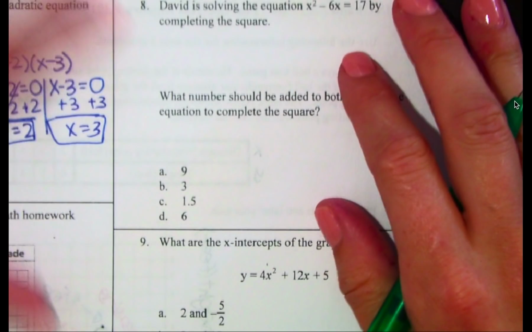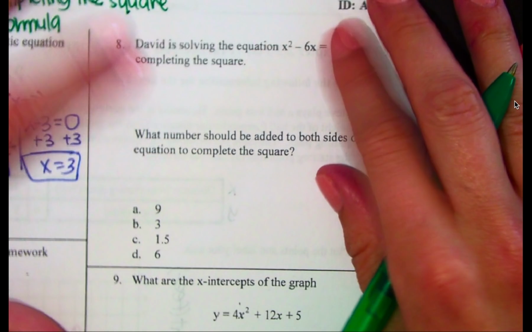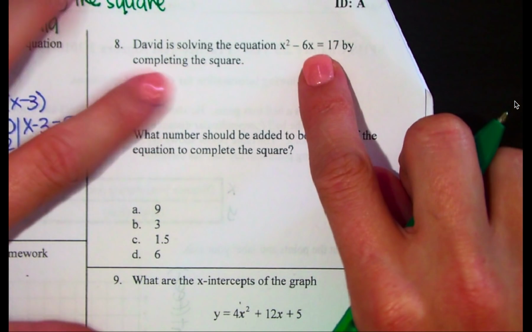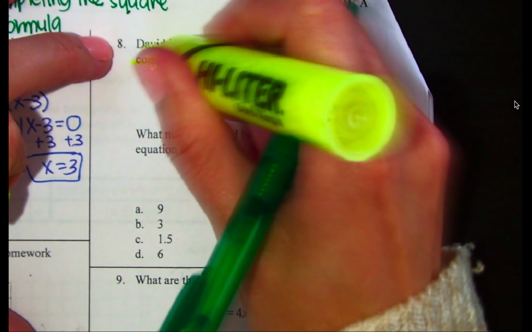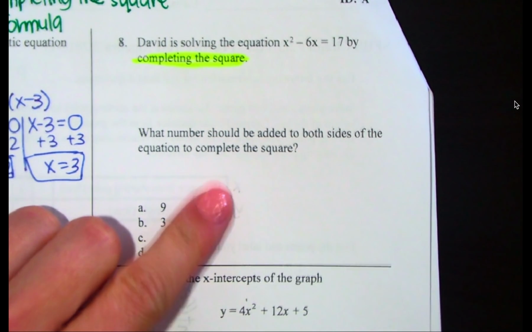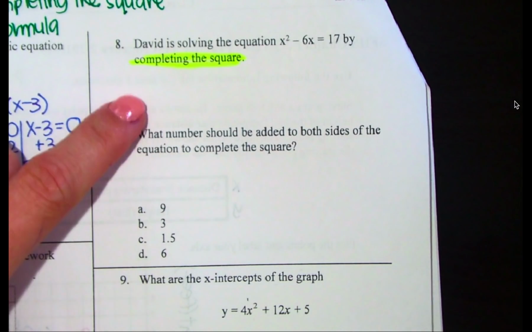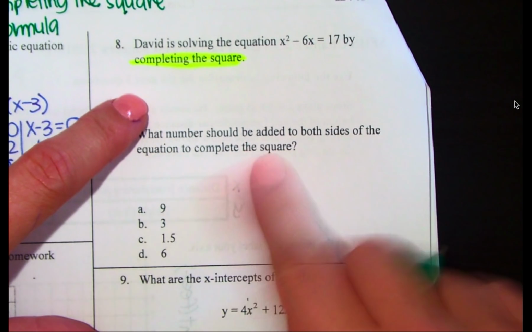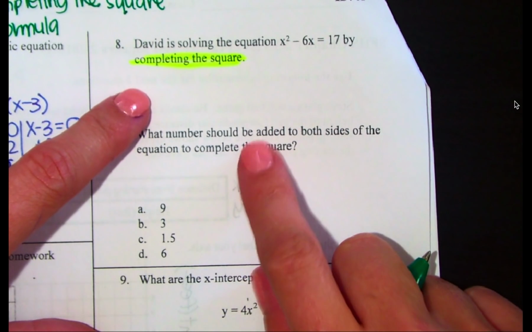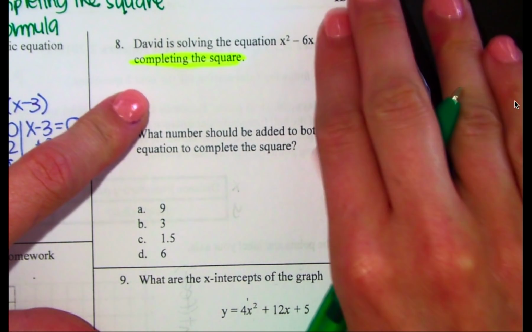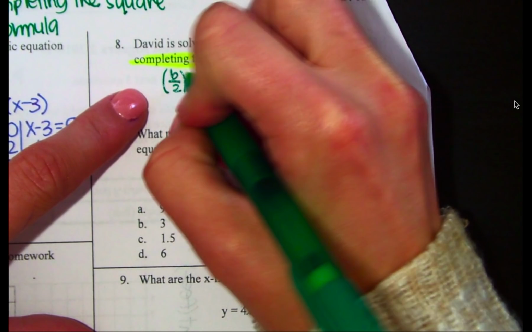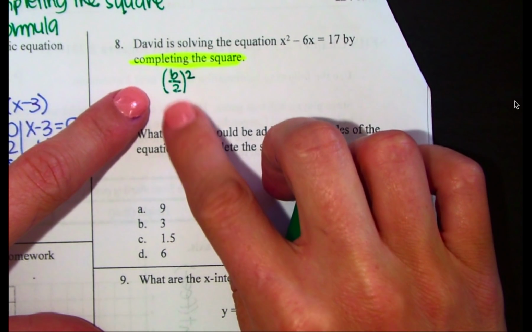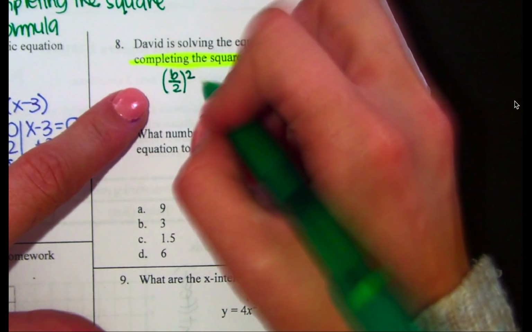All right, number 8, we are solving this equation by completing the square. So that is going to be the method we use. What number should be added to both sides of the equation to complete the square? Okay, so they're not asking us to solve. They just want to know what number we add to both sides. So for our completing the square method, we do have to memorize b divided by 2 squared. That is the formula that gets that number for you that you add to both sides.